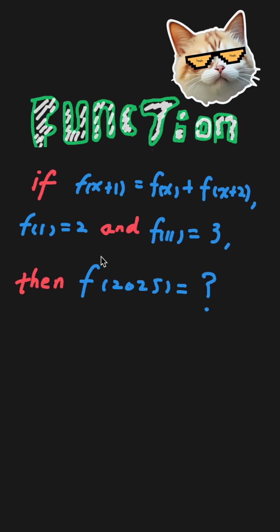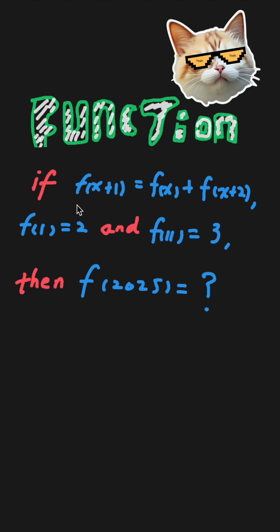Today we're going to spend some more time talking about periodic functions. We have these three conditions over here. So f(x+1) is equal to f(x) + f(x+2). And then f(1) is equal to 2, f(11) is equal to 3. We have to find out the value of f(2025).